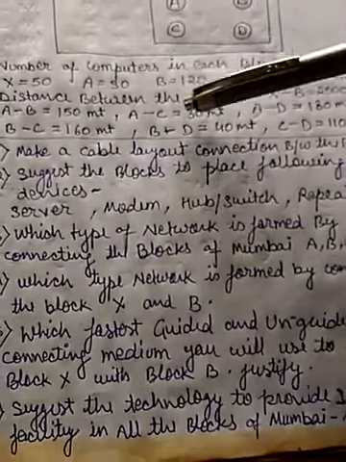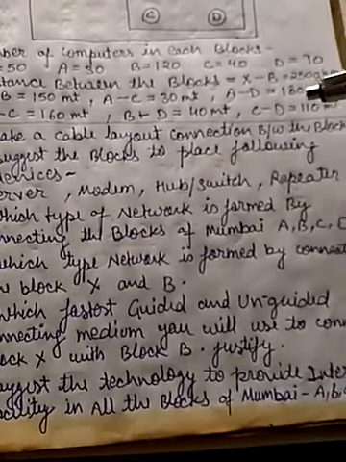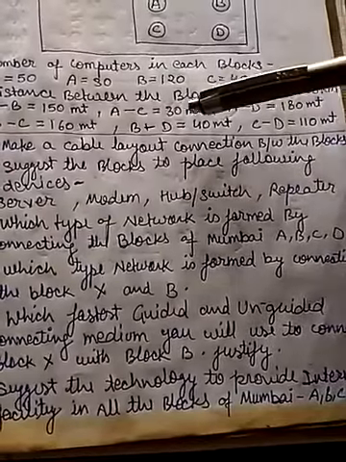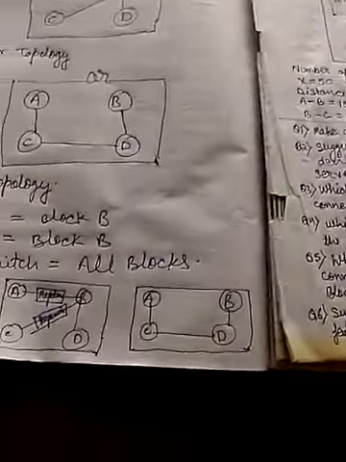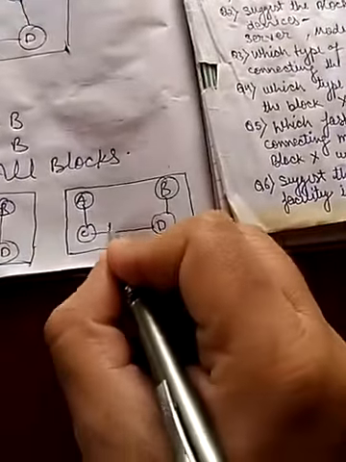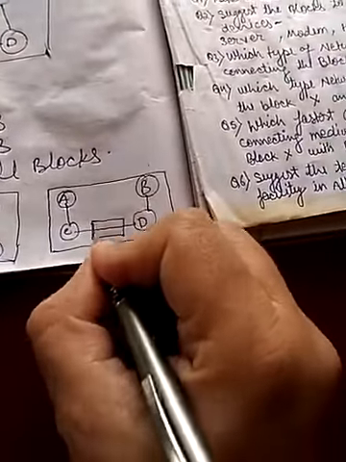So let's find out the distance. A to C is 30 meter, C to D is 110 meter, and B to D is 40 meter. So here C to D, this distance is more than 100 meter, so we will place the repeater over here.